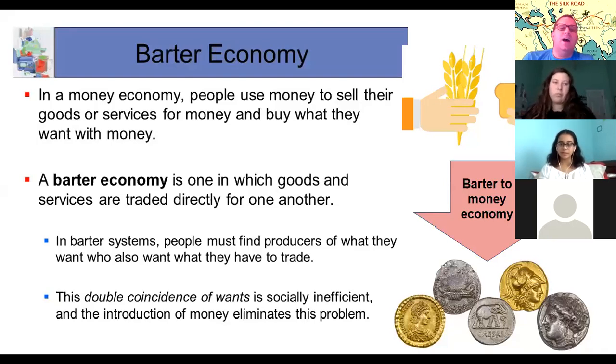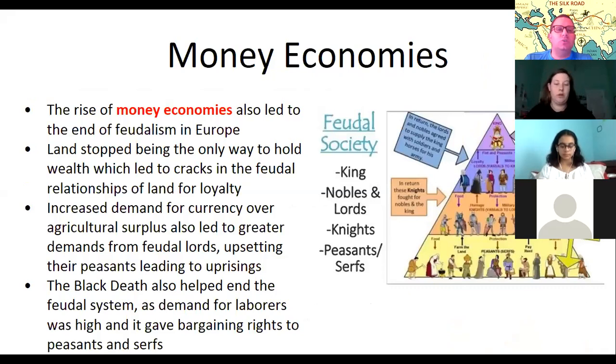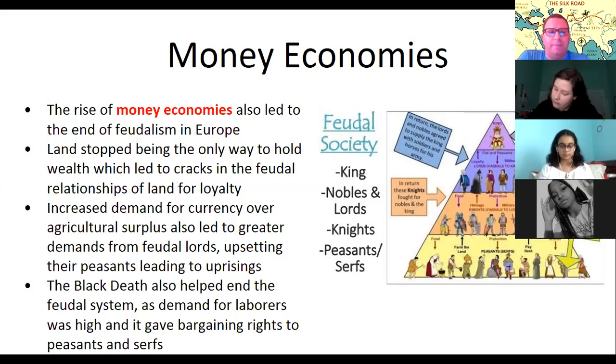But because we are seeing so many different cultures and so many different groups of people now, they have to move away from the barter economy and develop an actual money economy. Now you are not trading goods for goods directly, you are trading goods for cash. So the Silk Roads lead us away from the barter economy into the money economy. And it is that money economy that will ultimately be the downfall of the European feudal system that we talked about last Friday.